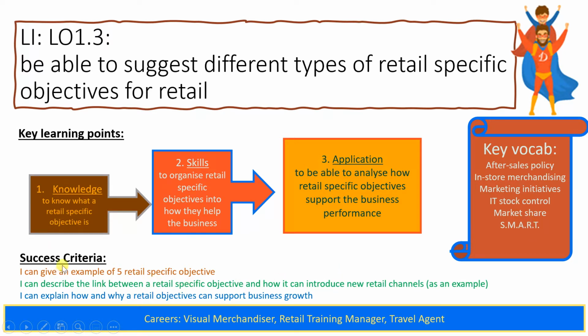The criteria for this lesson is for you to be able to quote 5 different retail specific objectives, that you can describe the link between retail specific objectives and how these objectives actually introduce new retail channels. That's one particular example we're going to focus on, and then explain how and why retail objectives can support business growth. And don't forget, in the blue box at the bottom, there's 3 more careers to focus on.